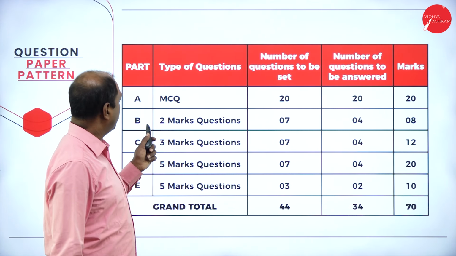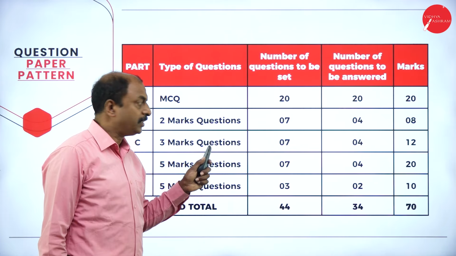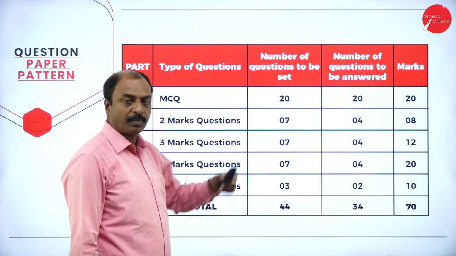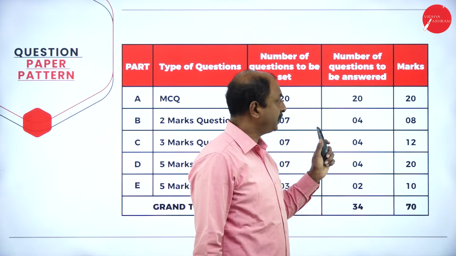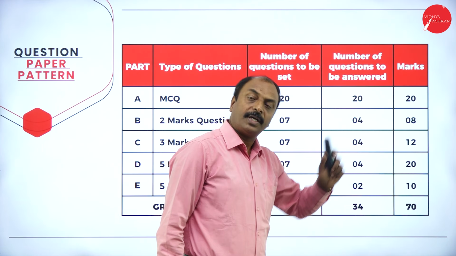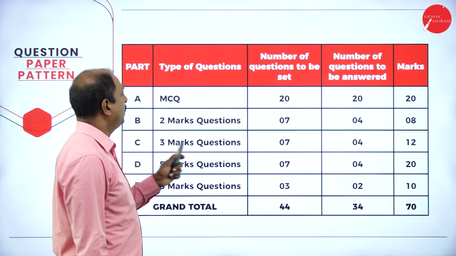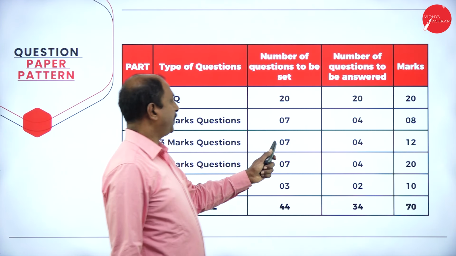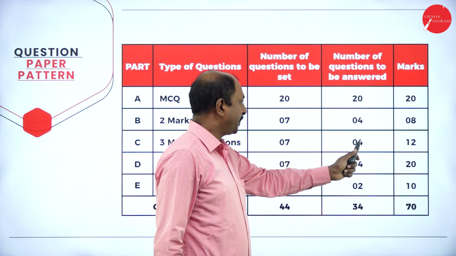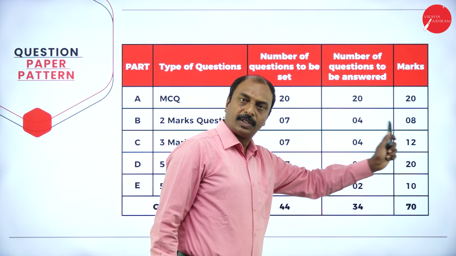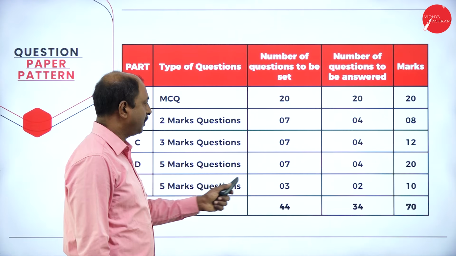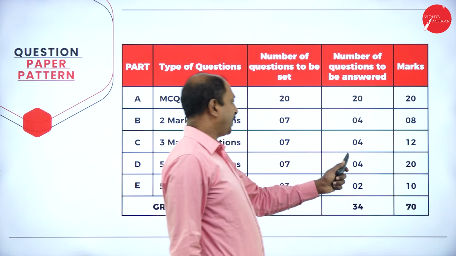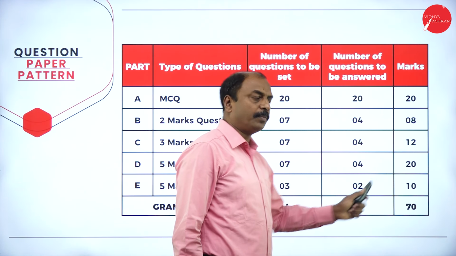Now, in part B, it is a 2-mark questions. So, there are 7 questions will be there and you are supposed to answer any 4 questions out of 7. It is for 8 marks. Part C, 3 marks questions. It is out of 7, you have to answer any 4 and it is for 12 marks. And part D, 5 marks questions. Out of 7, you have to answer any 4. It is for 20 marks.